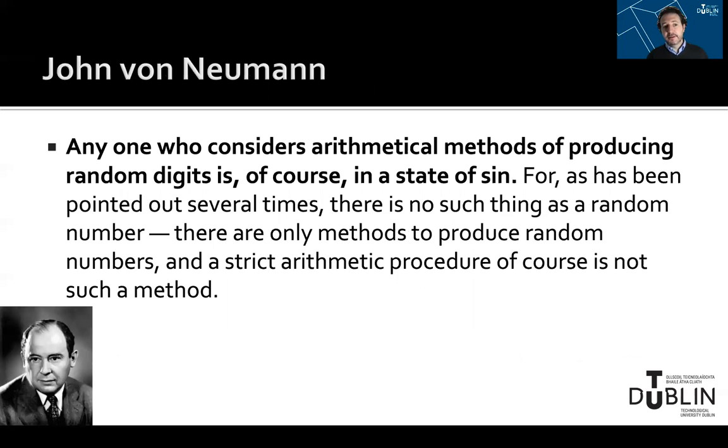Now, the reason why von Neumann said anyone who considers arithmetic methods of producing random numbers is, of course, in a state of sin, is because his method failed. His method violates the assumptions. And that, I assume, is why he said this, because he couldn't find a method, and he was one of the greatest minds of our time. But as we'll see in the next section, there is a method. It requires a bit of work, but there is a method for doing it.